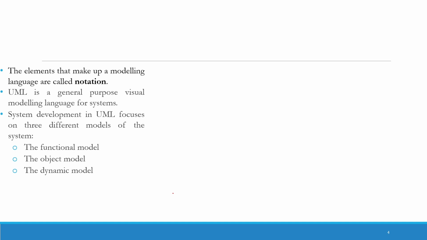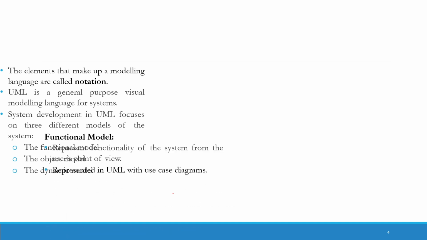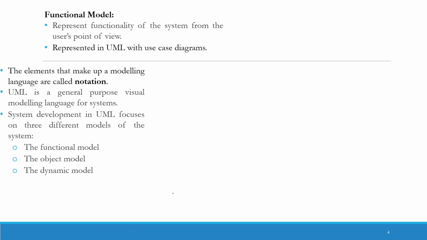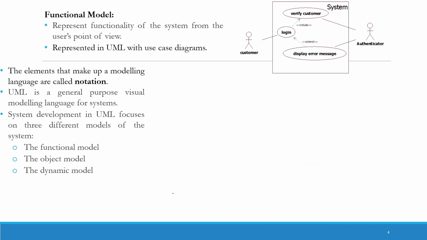In UML, we are going to design or model three fundamental models. System development in UML focuses on three different models. The system will have these three models. The system has a function, and the function is represented by the functional model. The system has a structure, and the structure is represented by the object model. The system has various behaviors, and the behavior is represented by the dynamic model.